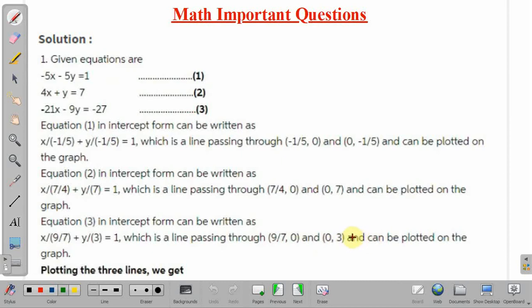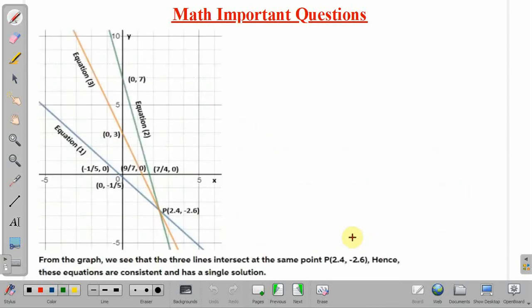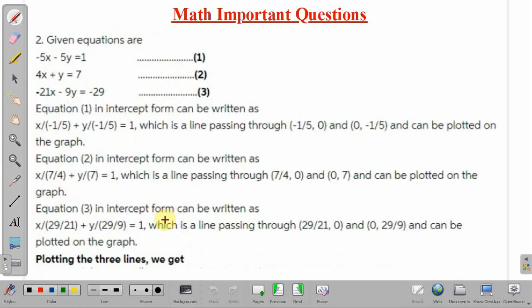So after plotting all these three lines we will get a graph like this. If we see these lines, all the three lines are intersecting at a single point, that is P, whose coordinates are 2.4 and minus 2.6. As they are intersecting at a single point, we can say that the equations are consistent and have a single solution.